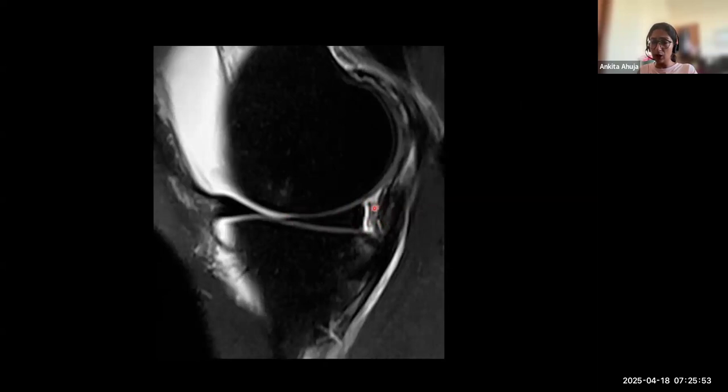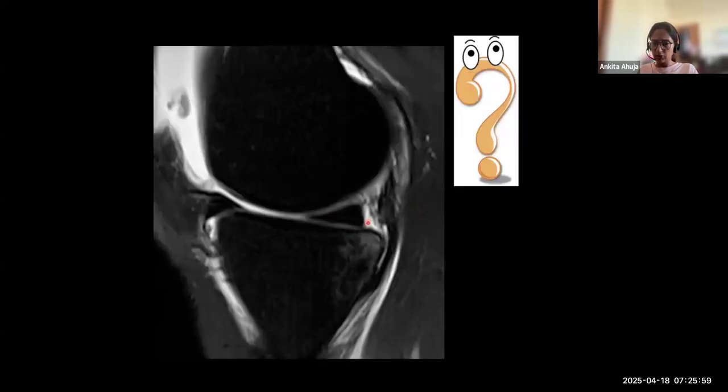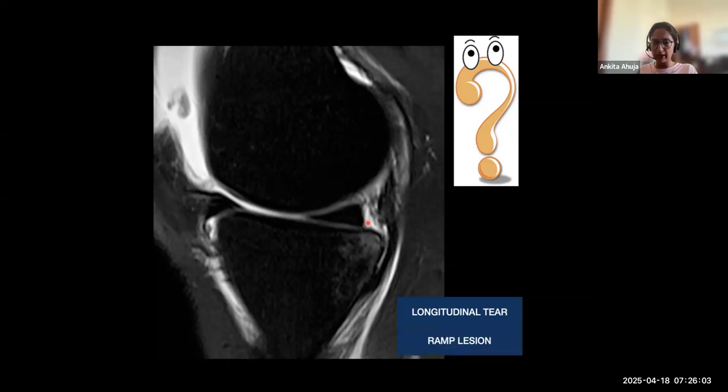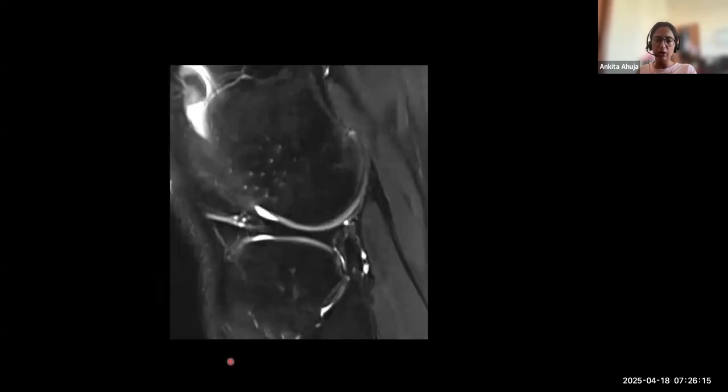posterior horn are your posterior medial capsule. So this is at the junction of capsule and meniscus. So junction of capsule and meniscus. So again, basically this is a longitudinal tear, but because it is at the junction of capsule and medial meniscus, it is called a ramp lesion. So this is a ramp tear, which is also called meniscocapsular separation.